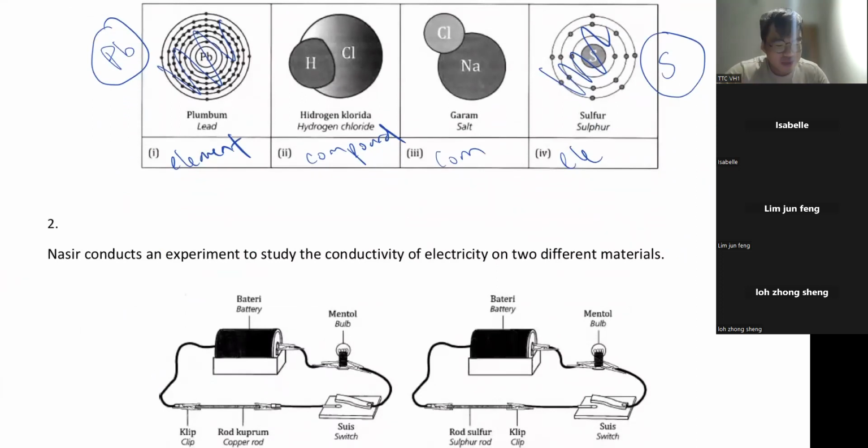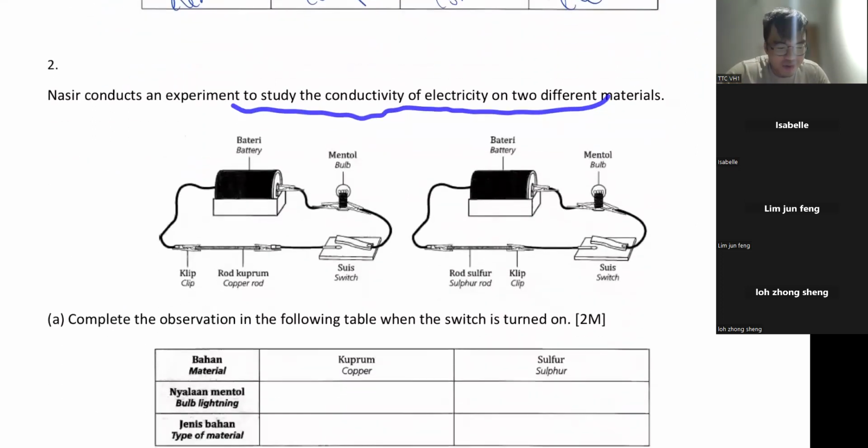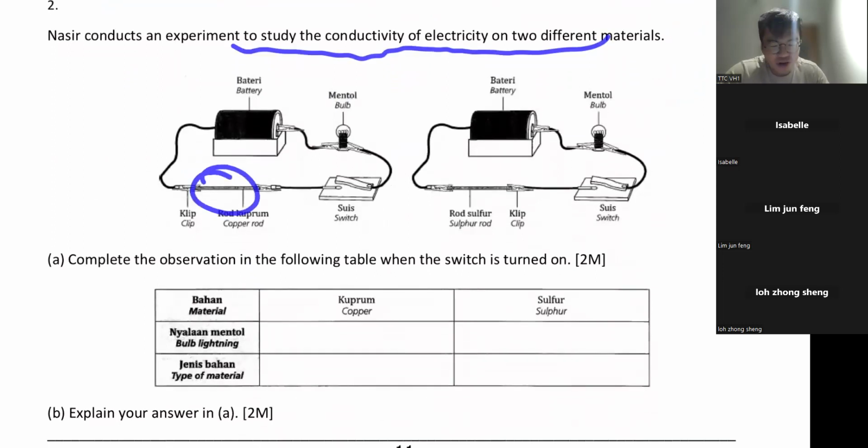Next, number 2. NASA conducts an experiment to study the conductivity of electricity on 2 different materials. So we have a copper rod and a sulfur rod here. Which is the metal?